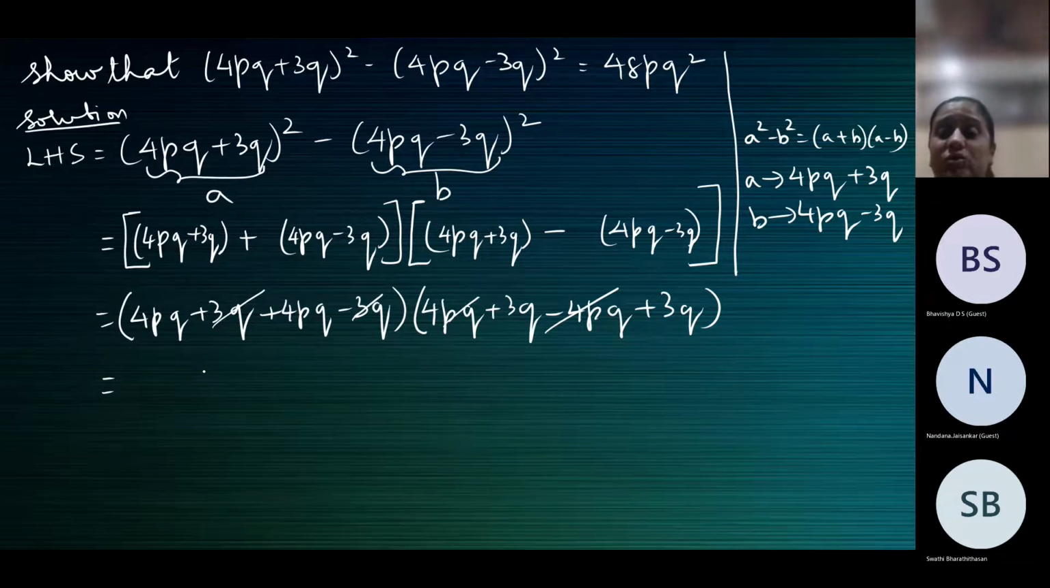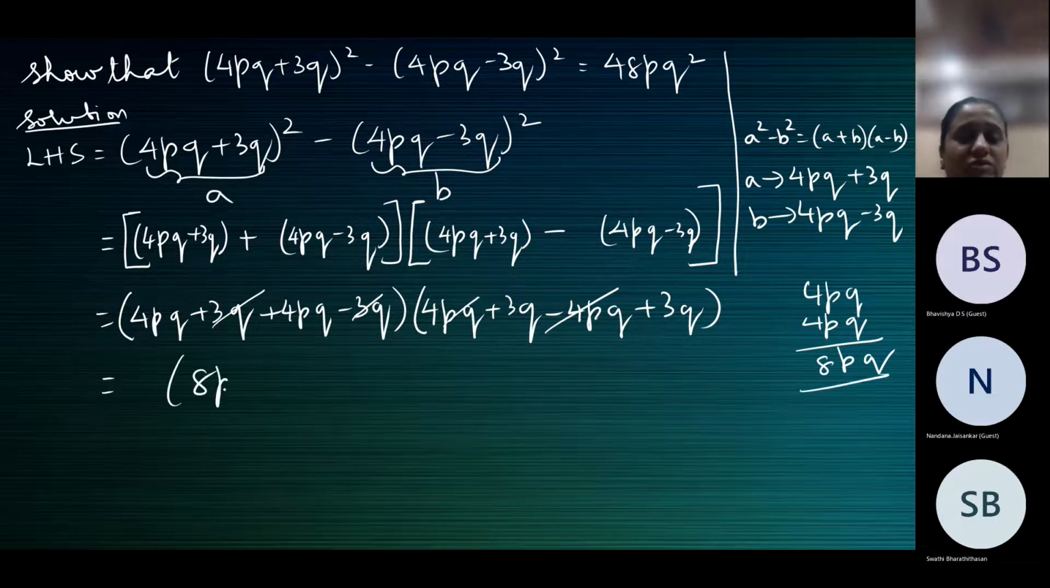Not 8P square Q square. Remember that. 4PQ plus 4PQ. When you add or subtract, you're only adding or subtracting the numerical coefficients. The letters or the literal factors, nothing we do to them. They come as they are, PQ. Add, subtract is only with the numerical coefficients. 4 plus 4, 8, that's all. However many PQs there are, they'll come down as only one PQ. So 8PQ in the first bracket.